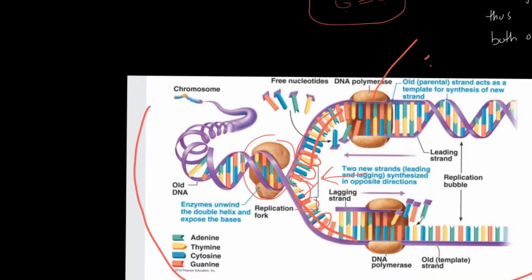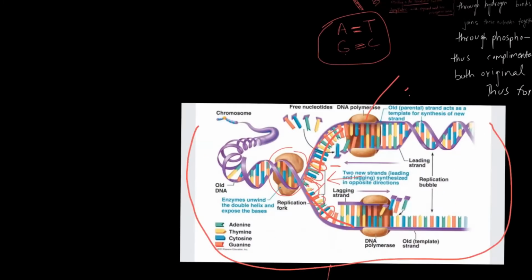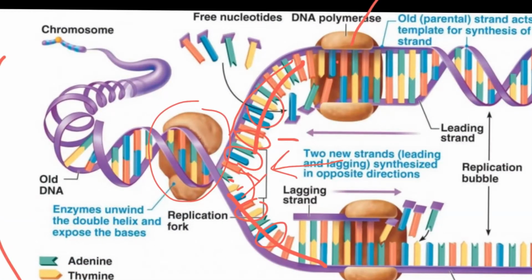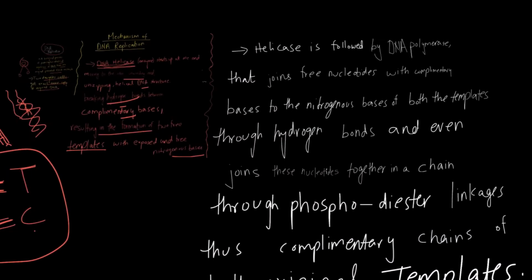This was the first step of how DNA helicase unzips and unwinds. The enzyme, being an enzyme, unzips and unwinds this helical DNA structure, and breaks the hydrogen bonds between the complementary bases, exposing two free templates with nitrogenous bases. Exposed and free nitrogenous bases right here. This was the first step of DNA replication. Then comes the second step.